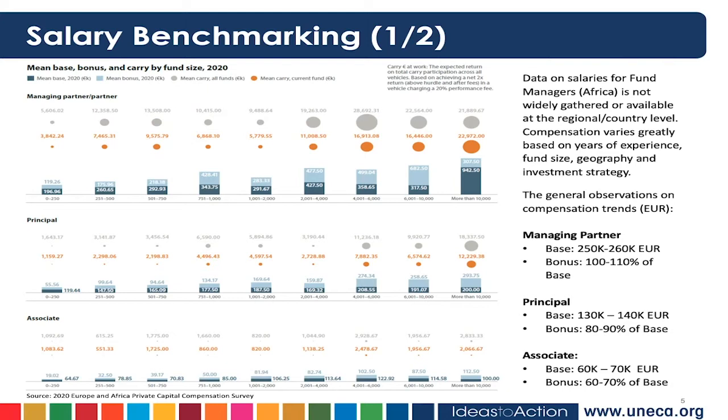But looking at this, what probably stands out as quite interesting is, obviously, the larger the fund, the higher the compensation, unsurprising there. But what you start to see is proportionality again between the levels. The general observations on compensation trends, when you look at this in euro, is managing partners tend to have a base salary of about 250 to 260,000 euro. The bonus is about 100 to 110% of the base. Principals make a base of almost half of that at 130 to 140,000 euro, with a bonus of 80 to 90% of the base. And associates make 60 to 70,000 euro with a bonus of 60 to 70% of the base. So these are some numbers that give you a sense of what compensation could look like in terms of proportionality.